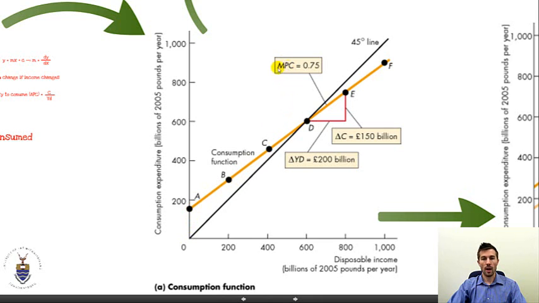Here, our slope, our marginal propensity to consume, is 0.75. This tells us that if our income changes by 200, our consumption will change by 0.75 times 200, which equals 150.